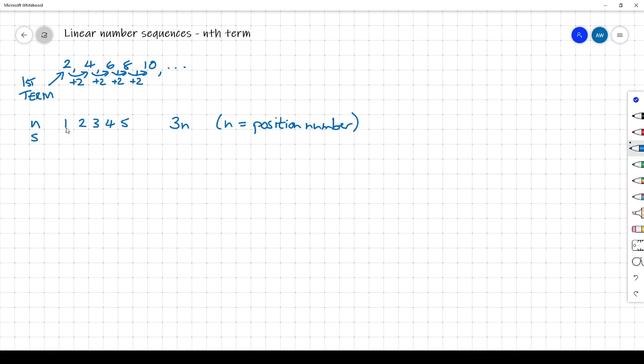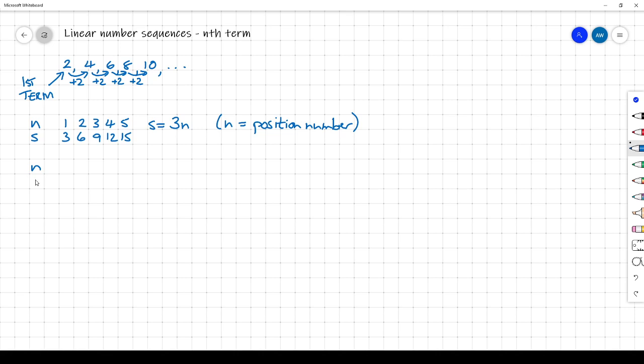Okay, so when n is 1, we're working out the first term in the sequence. When n is 2, we work out the second. So to work out this first term in the sequence S, then we use our little formula here. I'm going to put S equals 3n, so now it looks like a formula. We put the value of n in, so 3 times 1 is 3, 3 times 2 is 6, 3 3s are 9, 3 4s are 12, 3 5s are 15. Okay, that's fairly straightforward, isn't it? Let's have a look at another one.